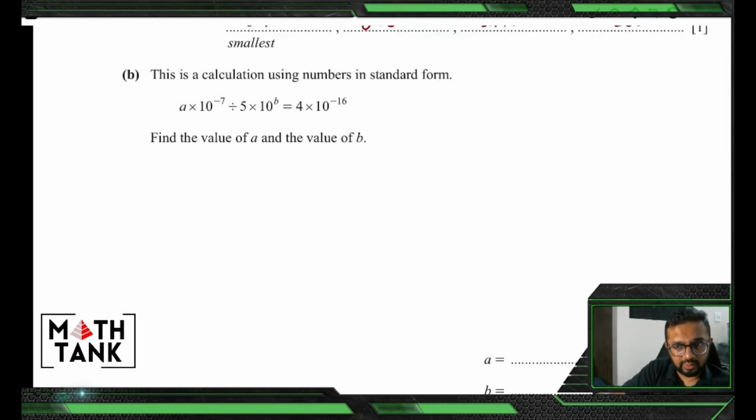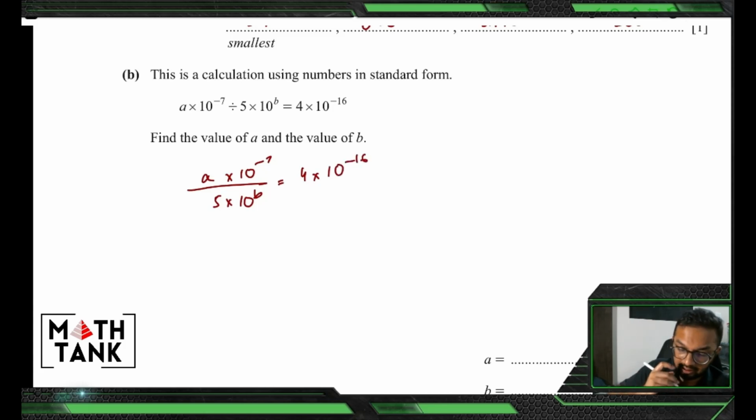Okay, so this looks like a different question. Let's try to do this. It says a into 10 power minus 7 divided by 5 into 10 power b equals 4 into 10 power minus 16. Find the values of a and b. The problem is that both these numbers are already in standard form, which means that a has to be maybe a one-digit number, and nothing else changes. So I cannot adjust this power also.